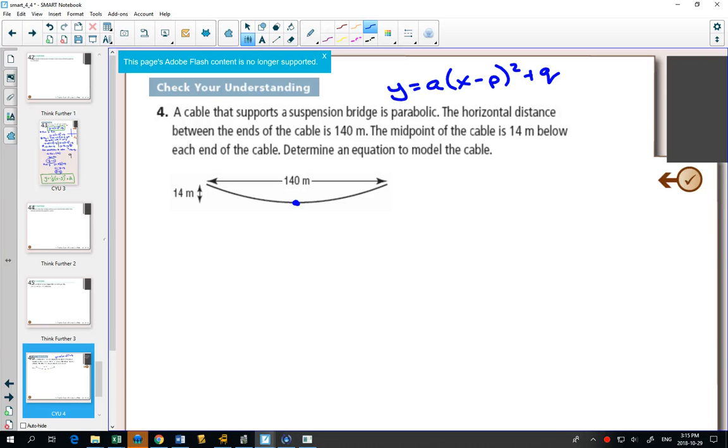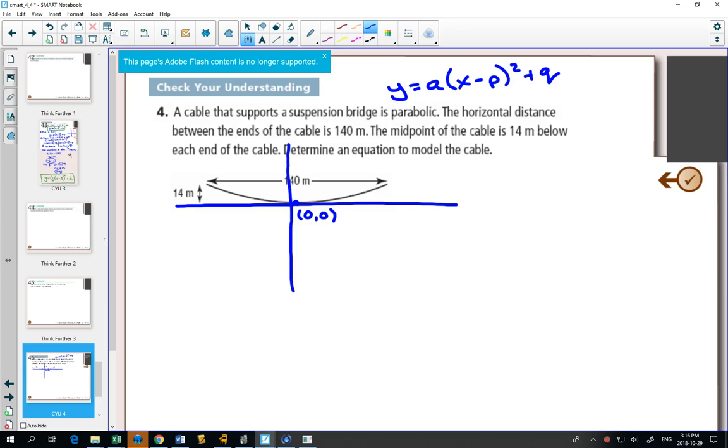So the first thing we have to decide is, where do we want to put our x-axis and our y-axis? And we have a choice here. There's more than one right answer for this. Where do you want your vertex? Do you want your vertex to be right at 0, 0? If you want it to be right at 0, 0, then draw your x-axis here and your y-axis there, and you have your vertex at 0, 0. So then you would know that P and Q are both 0 and 0.